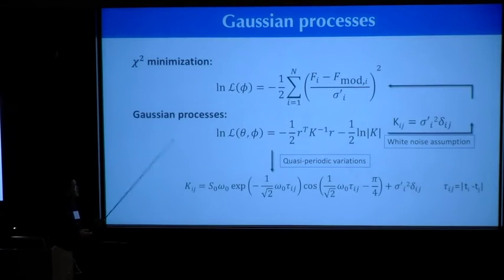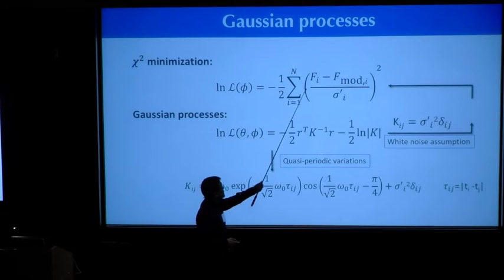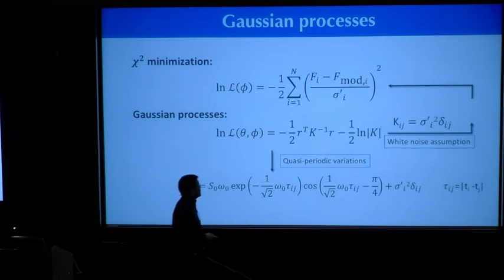So how do we overcome these issues I mentioned? So the first problem is intrinsic source variability. So the usual chi-square minimization is written here. So this is just the difference between the observed flux and the predicted flux.